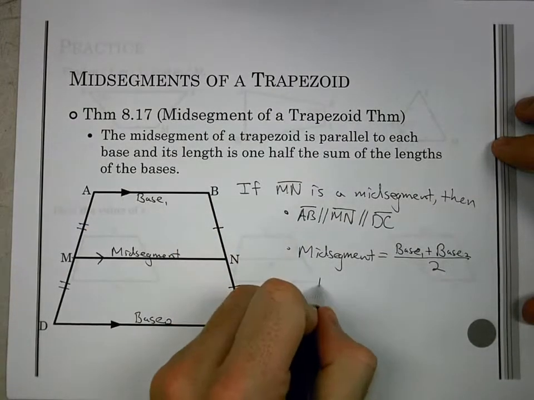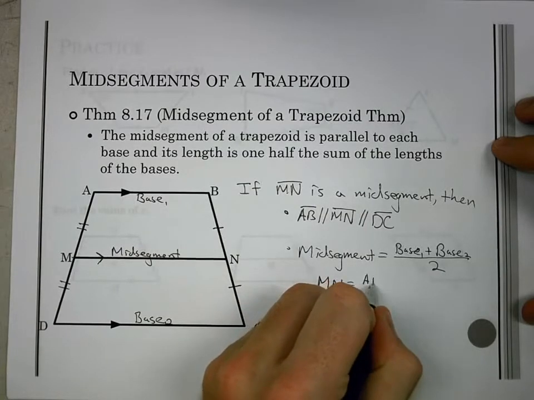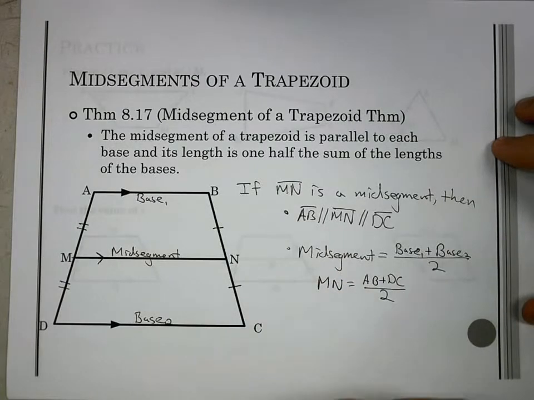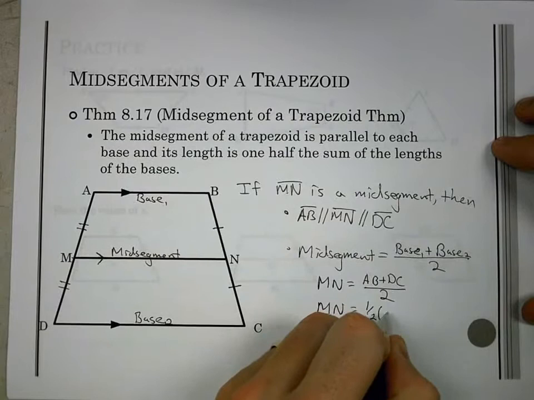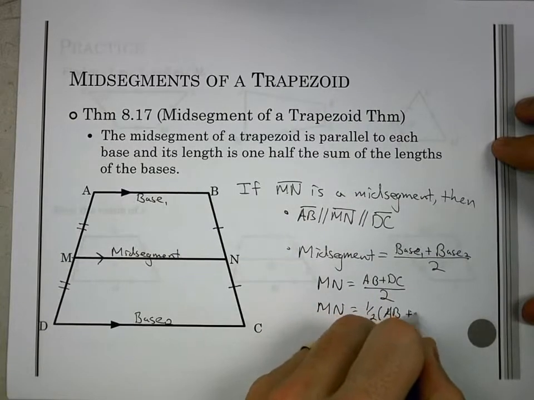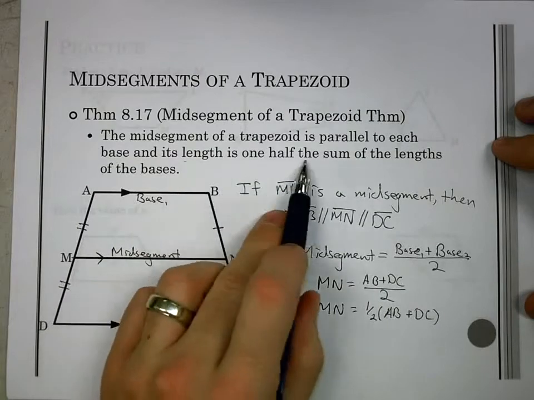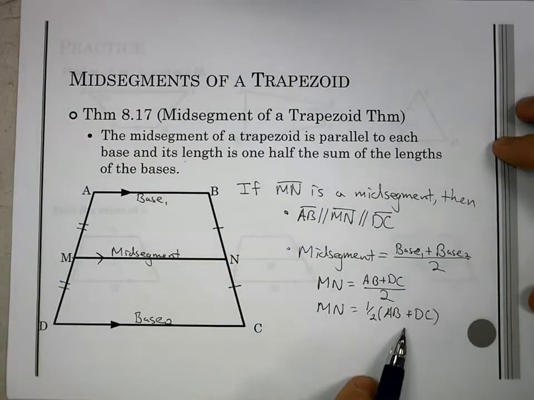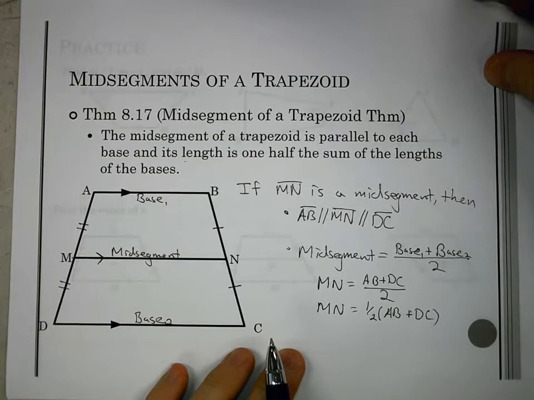Now, let's change to fit the diagram we have. Well, that'd be MN equals AB plus DC divided by 2. We can move that 2 and make it, in fact, MN equals 1/2 (AB plus DC), which is the same thing, but kind of fits this a little bit more, 1/2 the sum of the lengths of the bases. The key thing is this is the average of the values. That is what the midsegment will be. It is also in the middle. So let's look at a few practice problems.